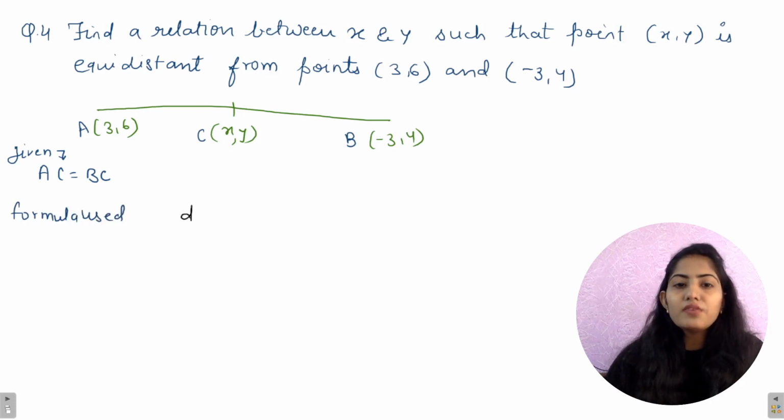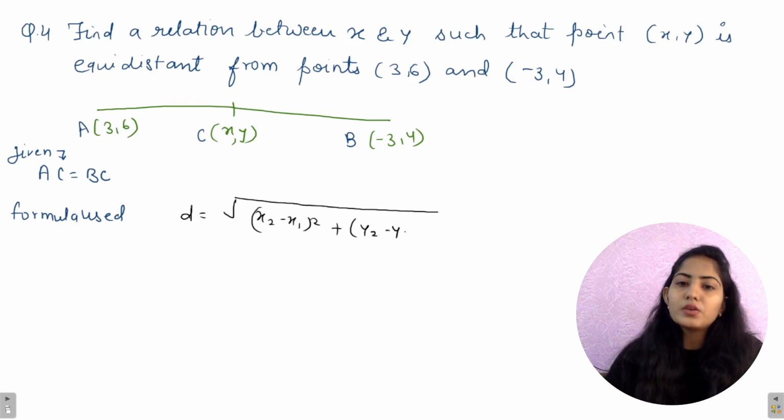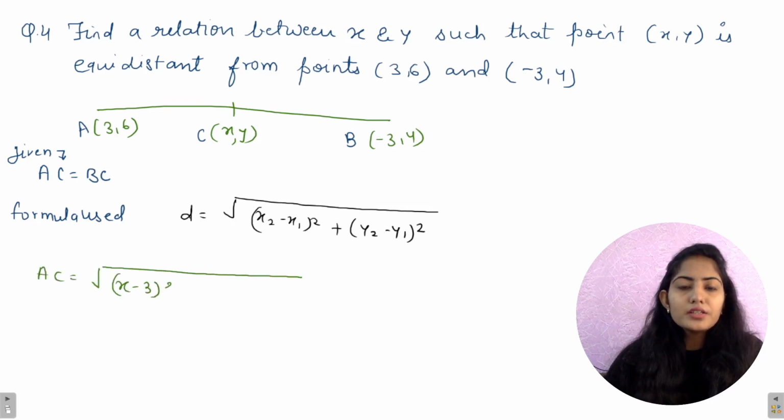So we are going to use the distance formula: square root of x2 minus x1 whole square plus y2 minus y1 whole square. Now solve it. First of all we will find AC. So AC is x minus 3 whole square plus y minus 6 whole square. Clear? And now what is CB?